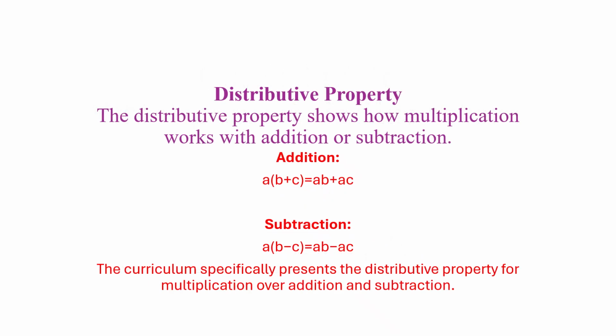Now today we look at the distributive property. The distributive property shows how multiplication works with addition or subtraction. So we have A times (B plus C), and for the distributive property we have to distribute A over B and C. That gives us AB plus AC. And for subtraction, we distribute A over B minus C, and that gives us AB minus AC.